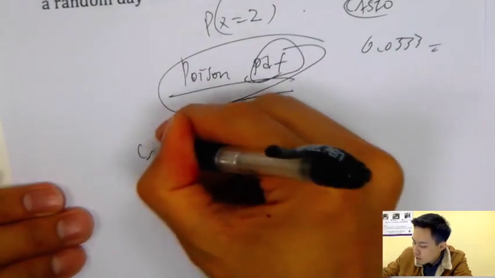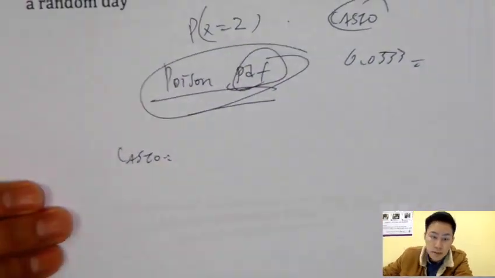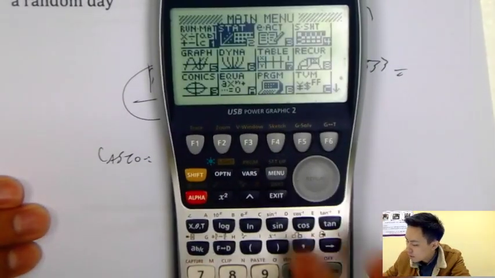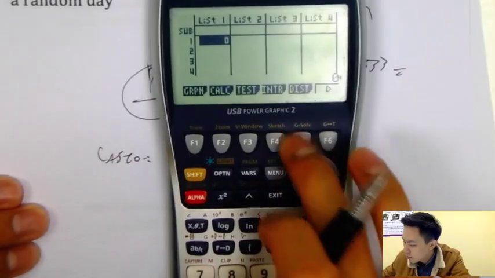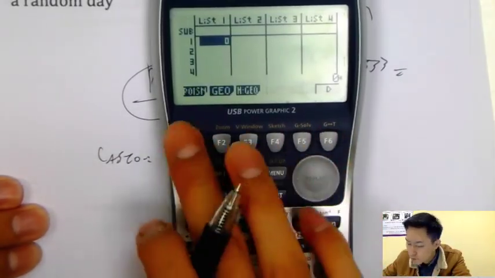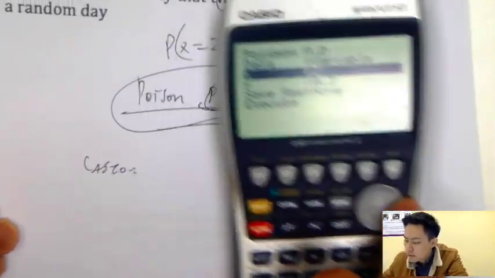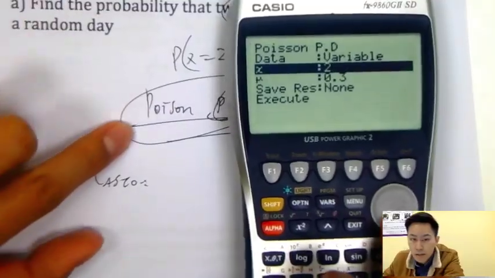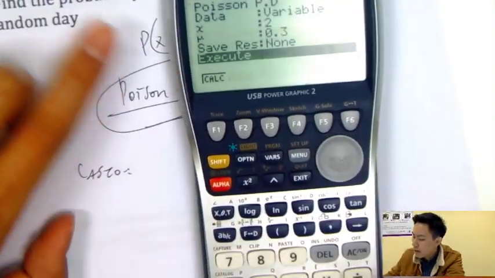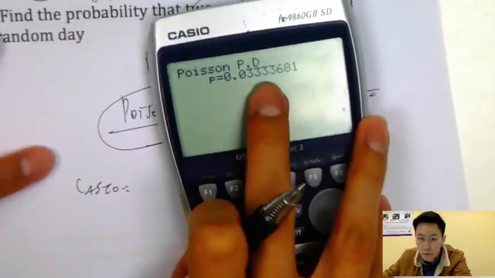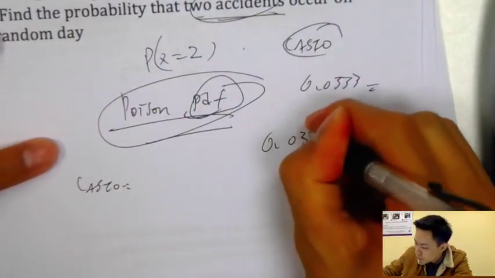So for the Casio model, you have to go to menu, and then you go to statistics, and then you go to distribution, and then you go to Poisson distribution, and then you go to PPD. For the X value, you type in 2 because P(X = 2), and this one means the mean, and then you go execute. So you get 0.0333, yeah?